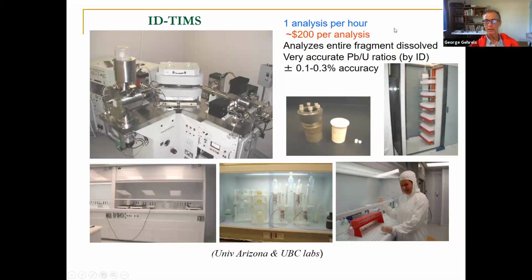It's very painstaking. It takes about an hour to do each analysis. That's pretty expensive to do it at that rate. So you might pay $100 or $200 for an analysis. But the good news is you get amazing accuracy, 0.1% accuracy now from ID-TIMS. So if you're doing high precision geochron, this is what you want to do.